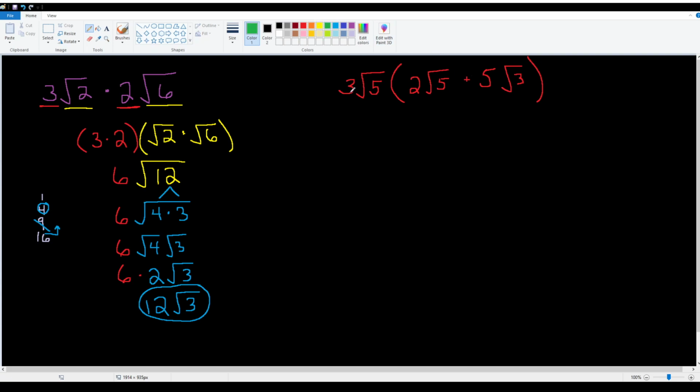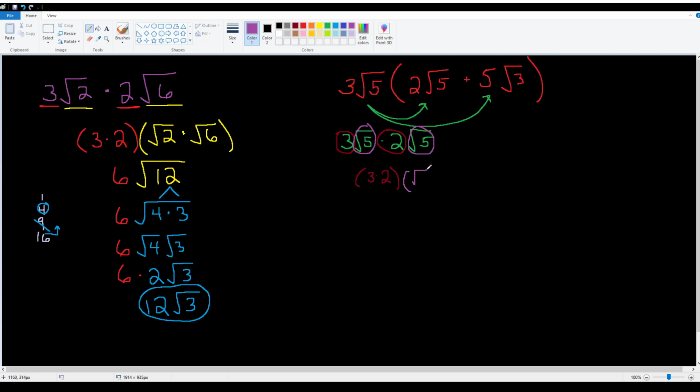So when we're left with something like this, what we want to do is distribute. I want to take this 3 radical 5 and distribute it through to both terms on the inside. So when I do that, I have to do this concept twice. So I'm going to do 3 radical 5 times 2 radical 5 first. Well, just like we did over here, we're going to group the coefficients together. So it's 3 times 2, and we're going to group our radicals together.